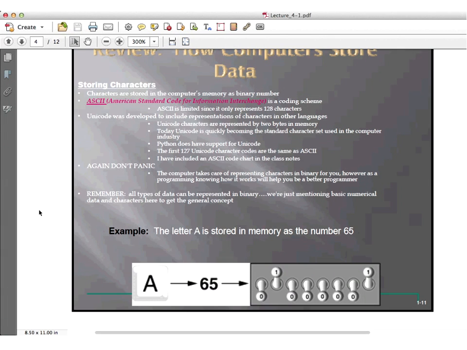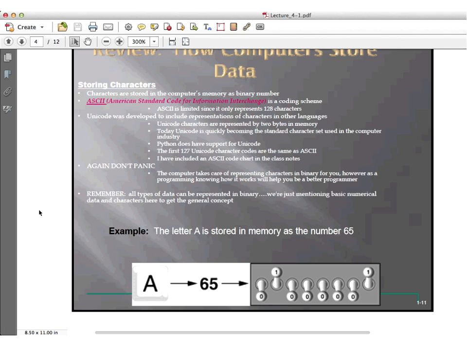Then you have what is called EBCDIC. Back in the old days, IBM always had to do its own thing. And so it had a standard called EBCDIC, which was another way of representing numbers.